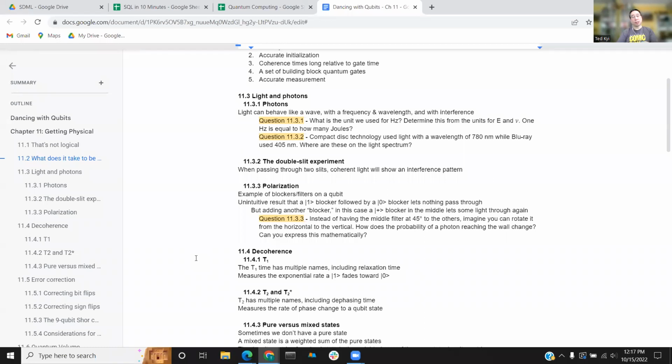And so it says in subsection 1, light can behave like a wave. So it has a frequency and a wavelength, and you could even see that light will have interference, which particles don't. Only waves have interference patterns. And so subsection 3.2 goes through the double slit experiment. If you pass coherent light through 2 slits, you will see there's diffraction from each of the slits, and it will form an interference pattern between the 2 diffraction patterns.